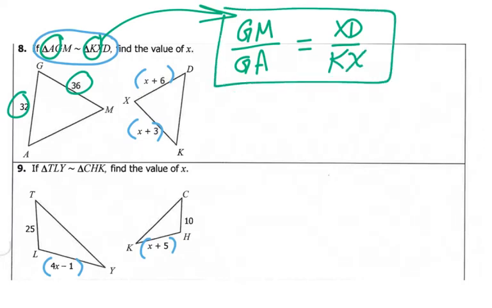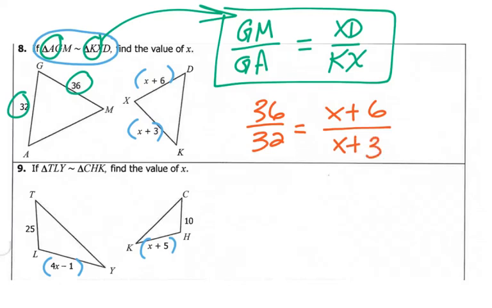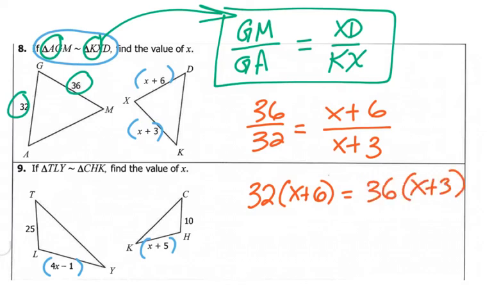So let's go ahead and substitute our measurements. We get 36 over 32. XD is X plus 6. And KX is X plus 3. Now, when we cross multiply, this is where distribution is going to happen. We have 32 times X plus 6. And we have 36 times X plus 3. So take a moment now and distribute those values.